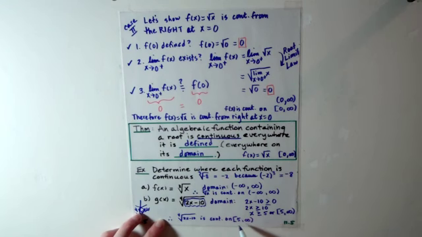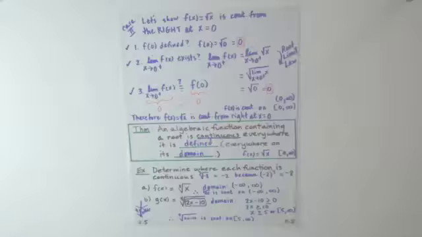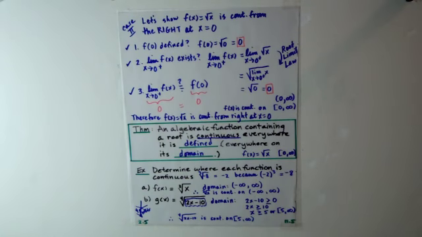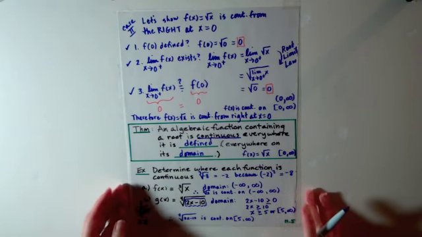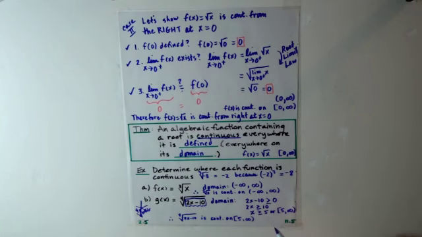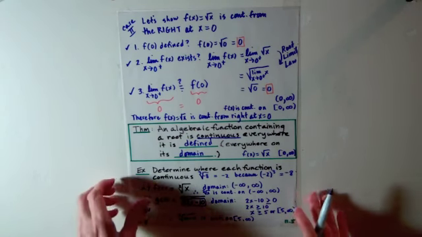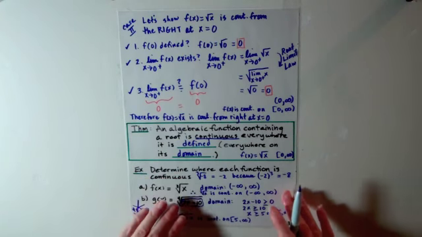And remember what this really means is it's continuous at every number in the open interval from 5 to infinity, and it is continuous from the right side at 5. Okay, so now we've talked about polynomials, we've talked about rational functions, and we've talked about algebraic functions containing a root, and we've said that all of those are continuous everywhere on their domains.